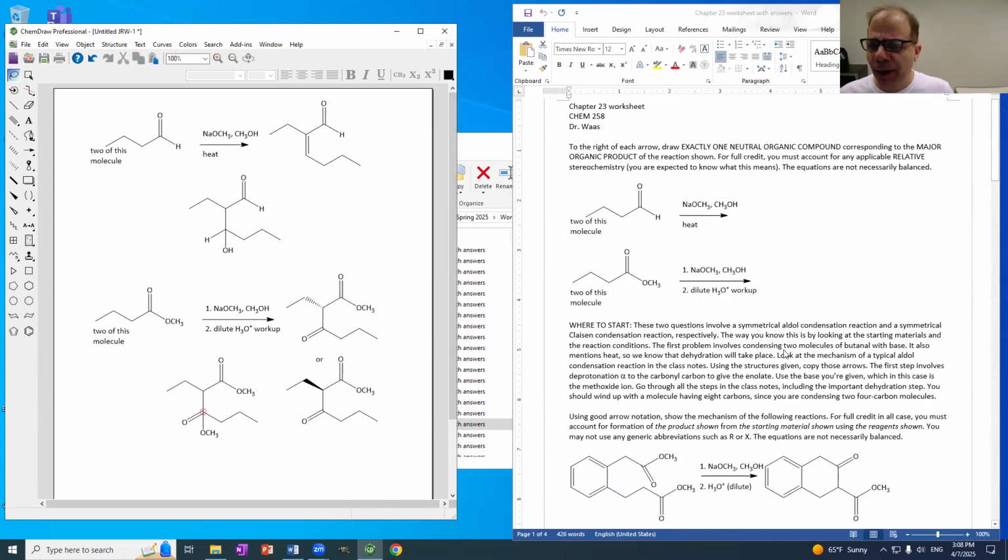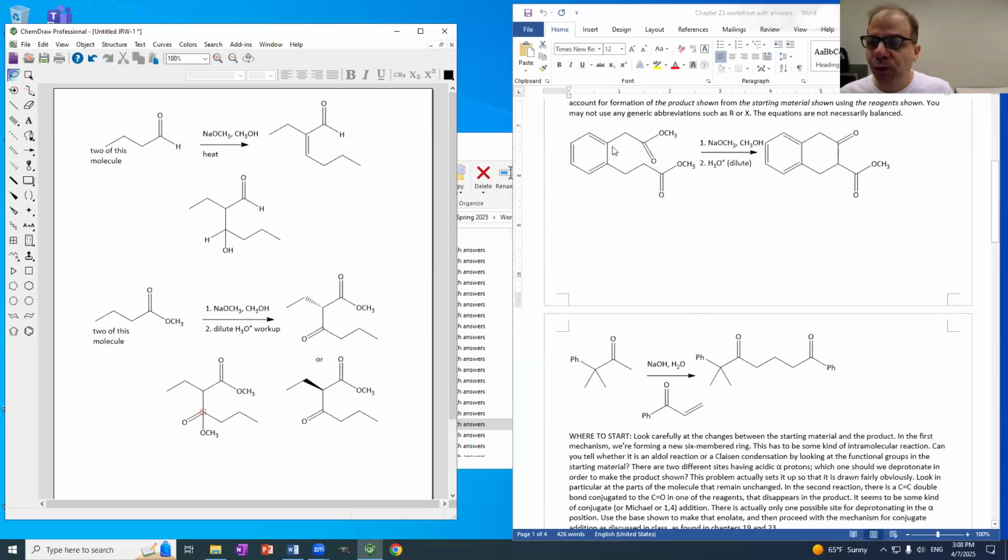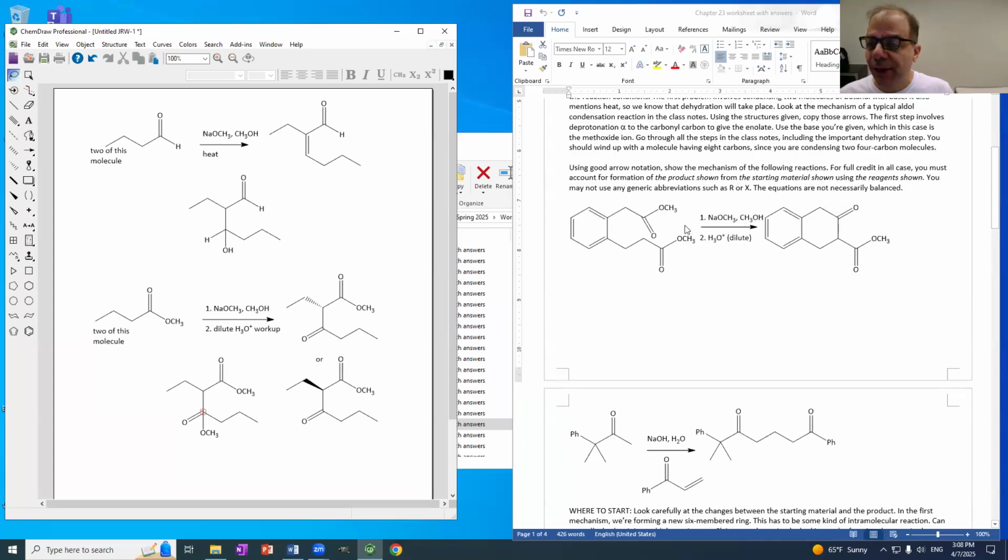We then have, and as always, I've given you clues on where to start, two mechanisms. First, this one, and then this one. This first one is going to be an intramolecular Claisen condensation reaction. The way we know that it's a Claisen condensation is because we're dealing with esters. And the way we know that it's intramolecular is because we're forming a new ring. So that ring can only happen by an intramolecular reaction. And recall, we want to make either a 5 or 6-membered ring. Here we've made a 6-membered ring.